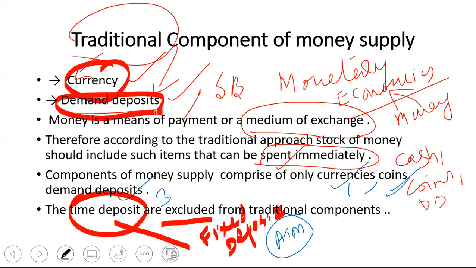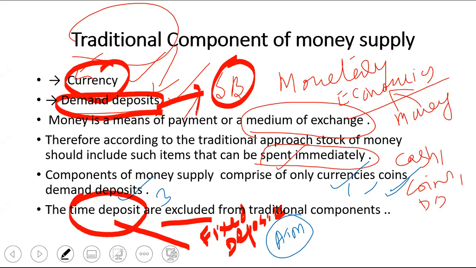So what is demand deposit, children? The deposit which can be withdrawn at any point of time. In India, I told you we are calling it saving bank deposit. कभी भी चाहो आपको पैसा withdraw कर सकता है. That is known as demand deposit. What about time deposit? It is known as fixed deposit.